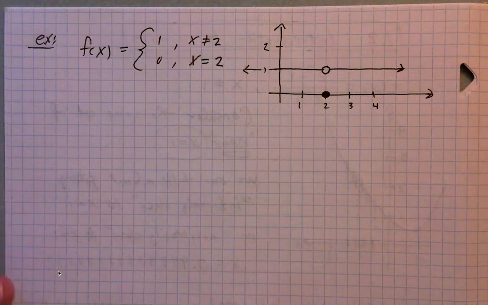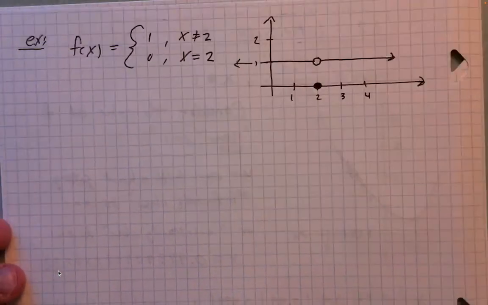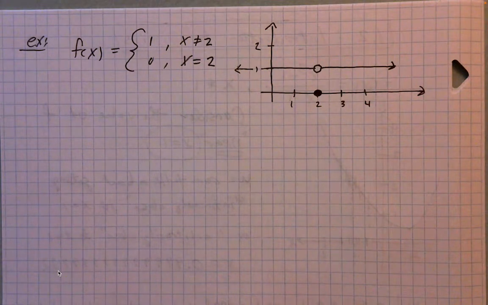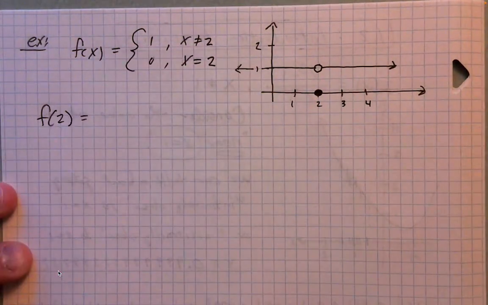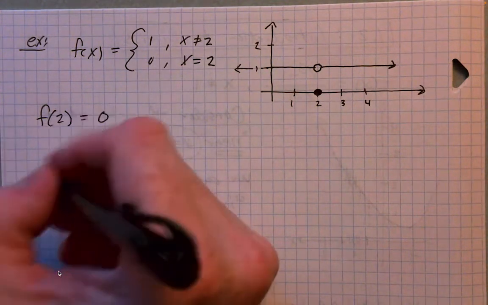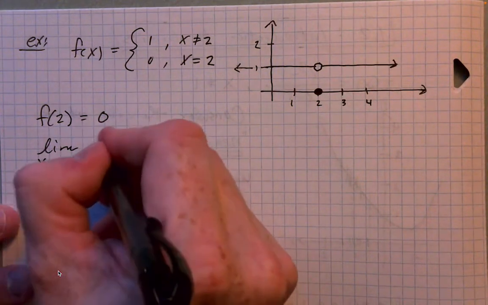Something important to notice is that in the previous example, we had a hole at 1, and the value of the function was in fact undefined at that hole, namely because the denominator would be equal to 0 if we were to evaluate the function at that x value of 1. In this case, f of 2 is defined, right? We can say clearly that f of 2 is equal to 0, right? But the question is then, what is the limit as x approaches 2 of f of x?